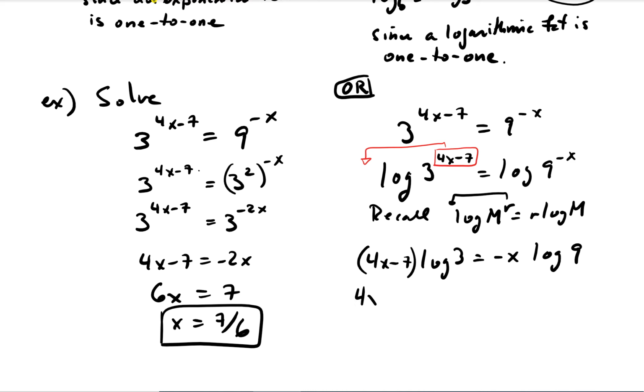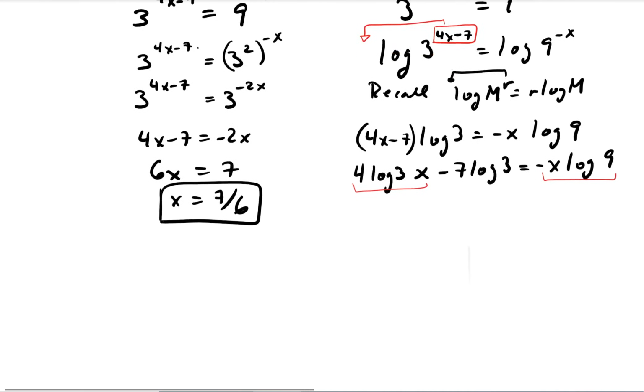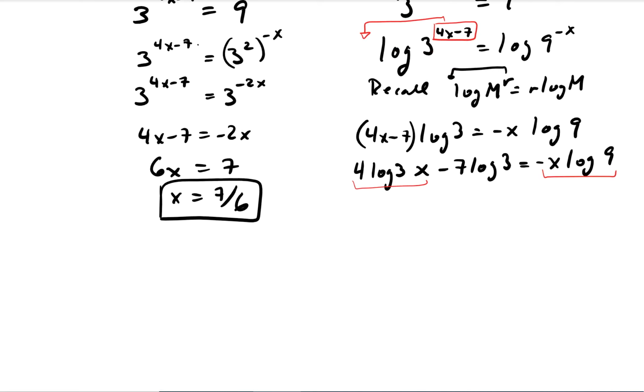Well, you're going to multiply out the 4x with log of 3. So I'm going to put 4 log of 3 x minus 7 log 3 is equal to minus x log of 9. And now I'm going to regroup the terms that include x together. Even though I've got logs, let's take a quick pause here. This expression would be just as simple to solve as if I had 4x minus 7 times 2 is minus x times 4. The only thing you have to understand is that I just have two numbers here.